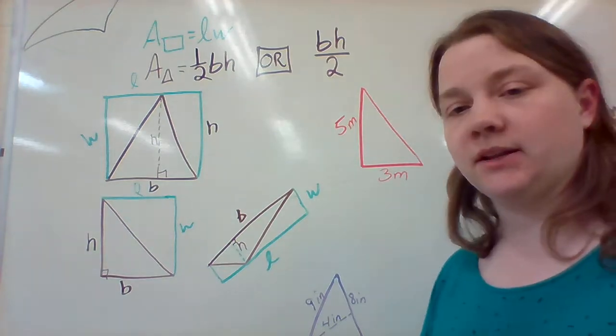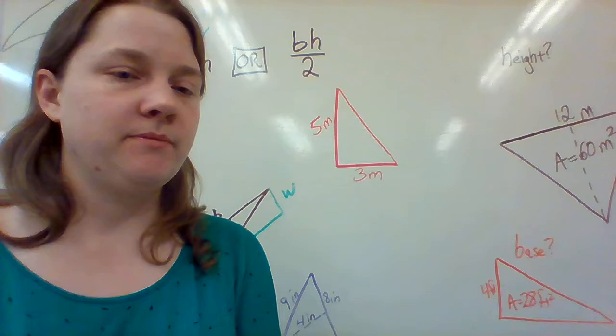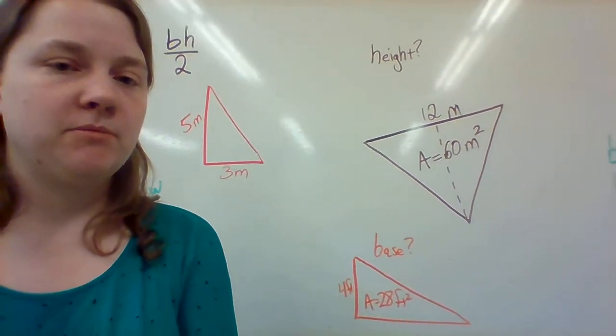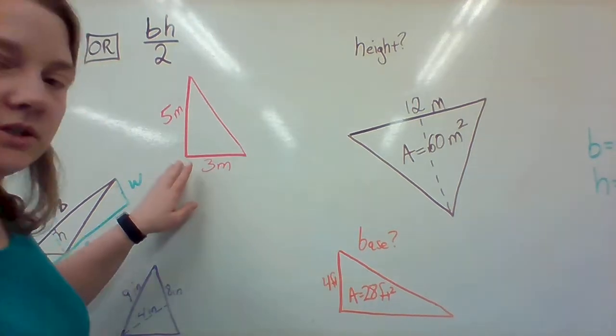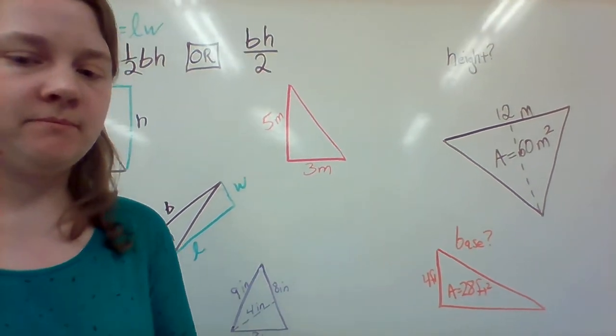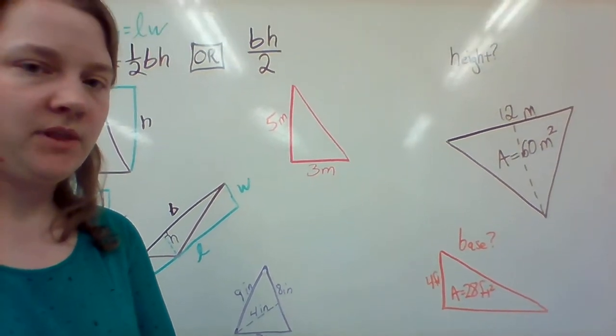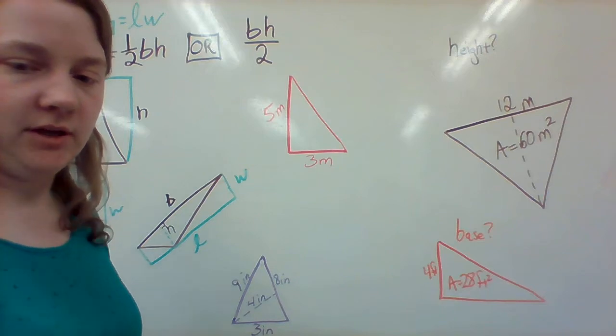So let's go ahead and find the areas of some triangles. We have our sample problems over here. The first one that we're going to look at, oh, we skipped one. Let's get that one back in frame. The first one that we're going to look at over here is this purple triangle down below.